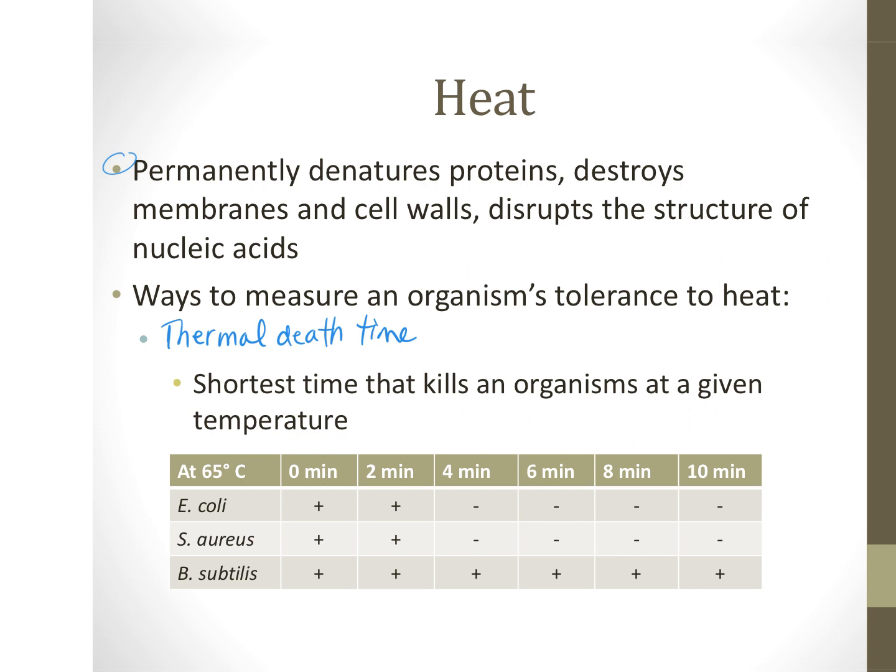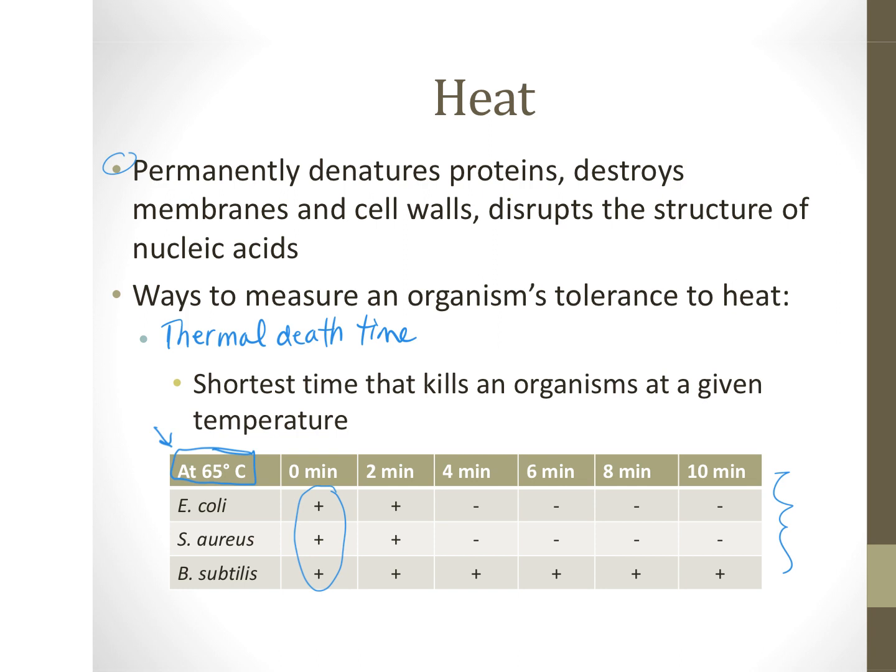Okay, so we're going to try to maybe make a data table similar to this. Here's a given temperature, 65 degrees Celsius. And what you're going to do in lab is expose your cells to that temperature for a short period of time, and then take an aliquot out and put it on an agar plate, and we'll see if that grows up later. So we always do a control and make sure it's viable before we expose the organism to heat. And then say we got this data.